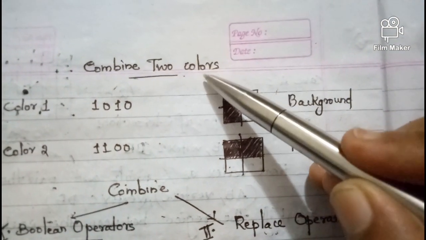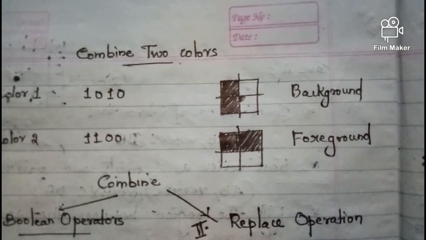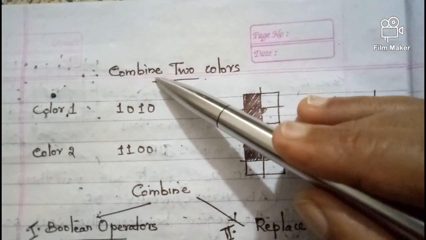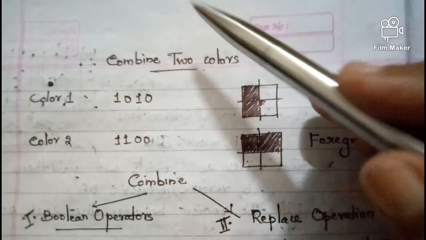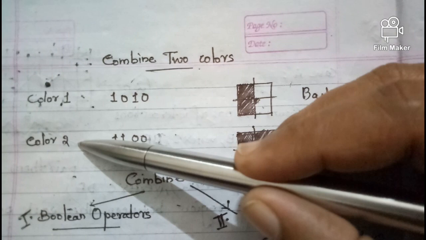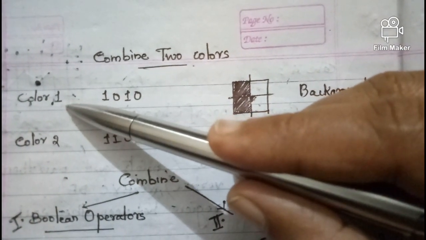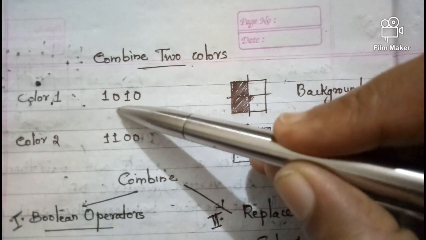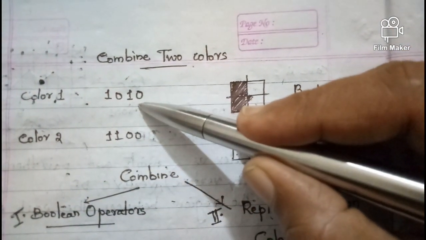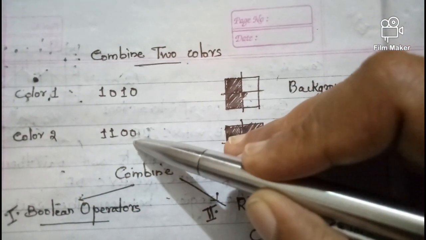Okay, so now let us move on to a different concept, which is about colors. That means, is it possible to combine two colors? Yes, it is possible to combine two colors. How can we combine two colors? Let us see. Consider two colors, color 1 and color 2. We know that every color can be represented in its corresponding binary format. So, color 1 has a binary value 1010 and color 2 has a binary value 1100.